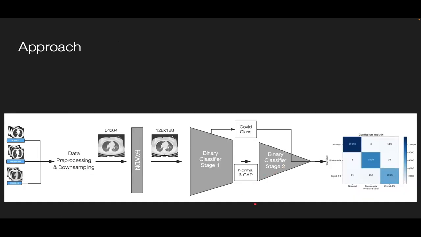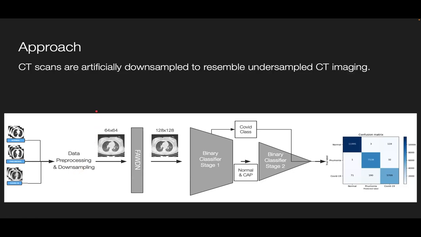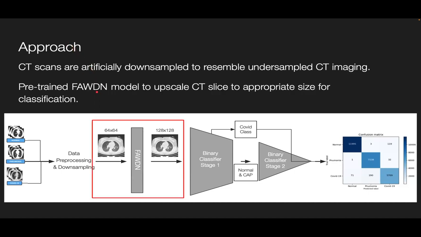So this is our general approach. We begin with our COVID XCT data set of these images of 512 by 512. We do some first data pre-processing and artificially downsample images to resemble undersampled or compressed images. In this case, we downsampled to 64 by 64. And then using a pre-trained super resolution network called FODON, we upscale the CT slices to an appropriate size to then inject into our two-stage binary classification method. So first, I'm going to explain a little bit more about this super resolution model, and then Ethan will talk about our two-stage binary classification.